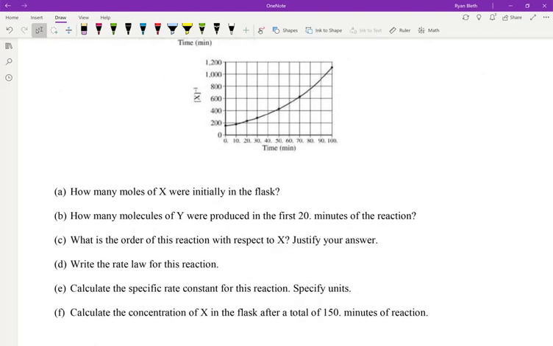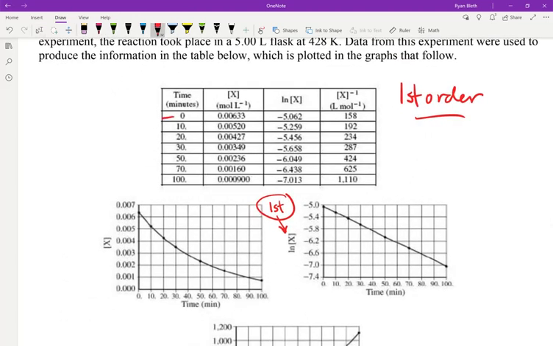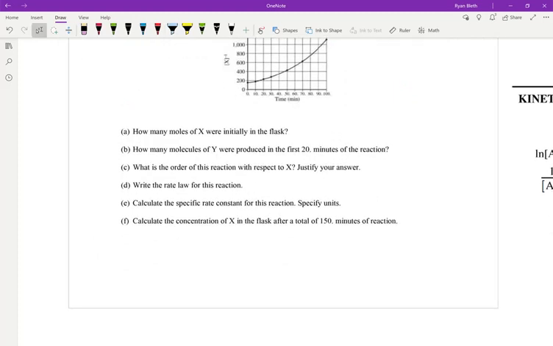How many moles of X were initially in the flask? Well, the data tables don't tell us moles of X, but they tell us that initially, at time 0, the molarity of X was 0.00633 moles per liter. Our calculation for A is pretty simple based on that, and it's a 5-liter container. So molarity times volume equals moles. There's an equation on your formula sheet that tells you molarity is moles over liters, or moles over volume. Molarity times volume in liters is going to give us moles.